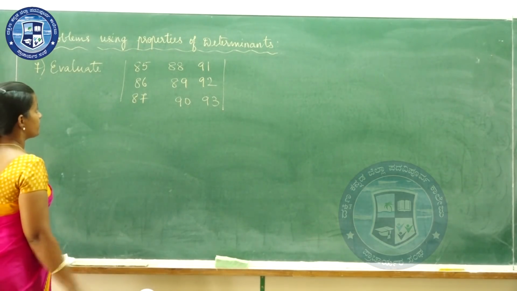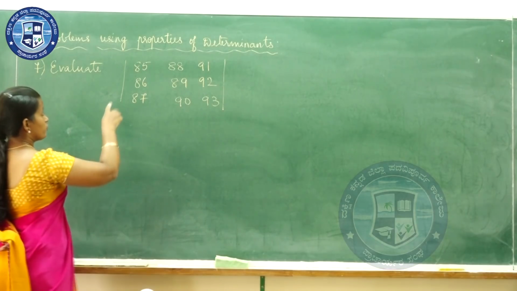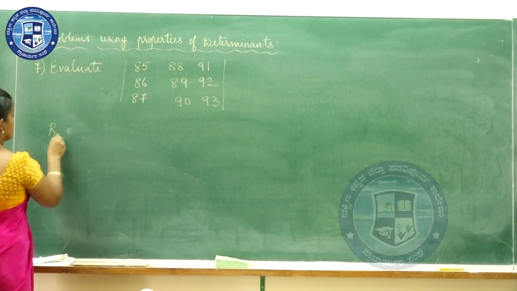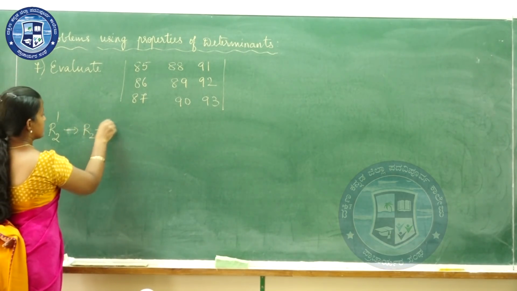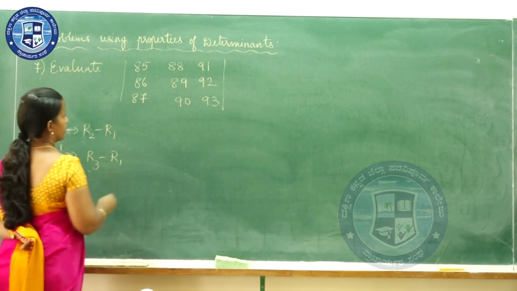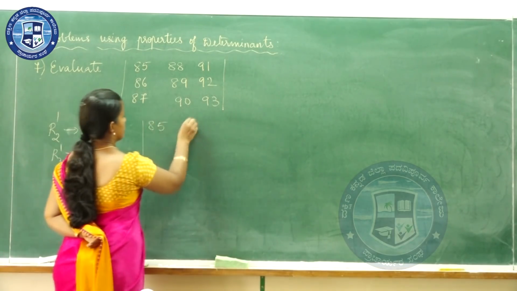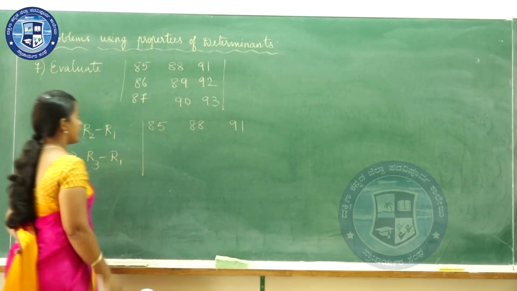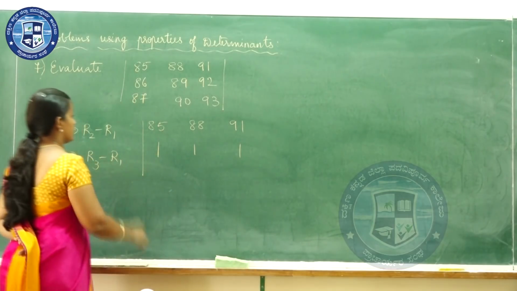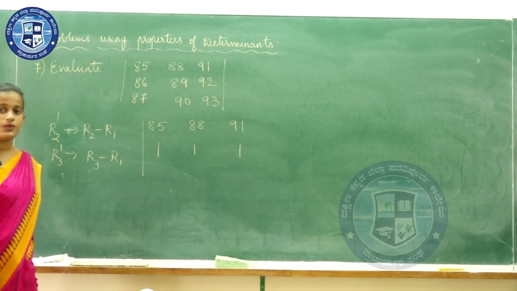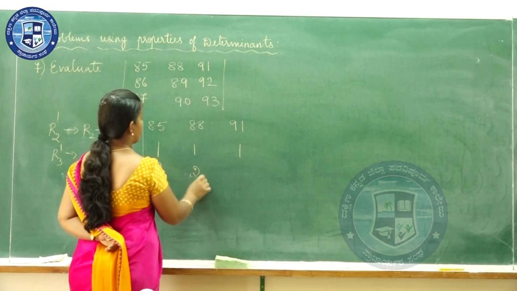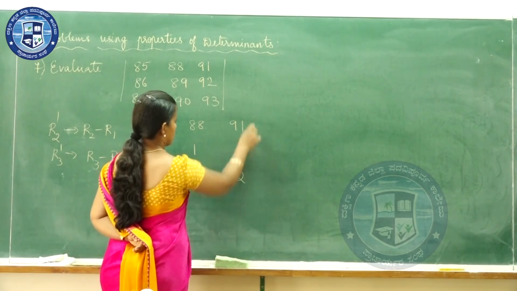Seventh problem, evaluate the following determinant. So if you observe here, the difference is 1, so I will go for the row operation. Second row I am replacing with R2 minus R1 and the third row I will replace with R3 minus R1. So this is as it is, the first row. Second row, 86 minus 85 is 1, again here 1 and here 1. Next, third row is to be replaced with R3 minus R1. So 87 minus 85 is 2, here 90 minus 88 is 2, 93 minus 91 is 2.